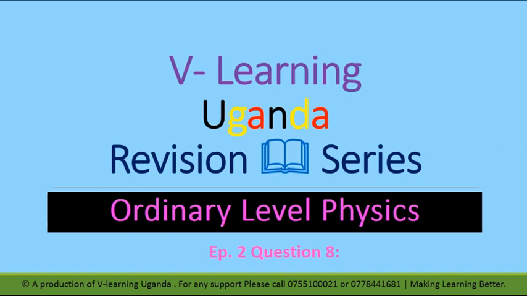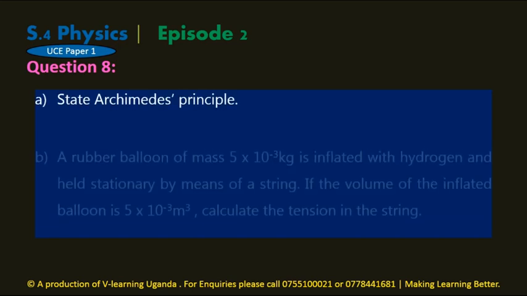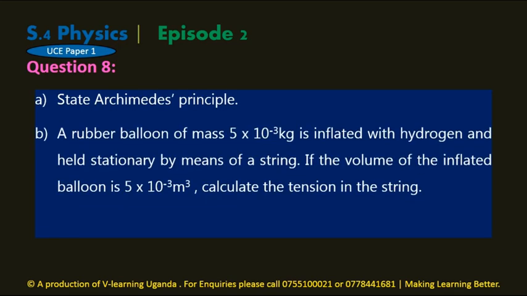And tonight we are looking at ordinary level physics, and we are on episode 2, question 8, and we want to look at the possible solution to this question. However, the question reads: state Archimedes' principle, and part B, a rubber balloon of mass 5 times 10 power negative 3 kilograms is inflated with hydrogen and held stationary by means of a string. Now, if the volume of the inflated balloon is 5 times 10 power negative 3 cubic meters, calculate the tension in the string. A good question there.